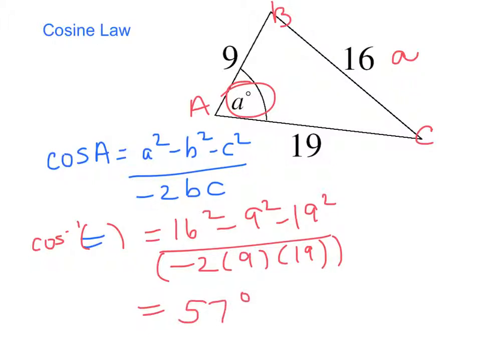So there you have it. The key thing for cosine law is always label your triangle correctly, and always make sure you do the final last step. In finding the side, it's a square root, and in finding the angles, it's taking the second function cosine.